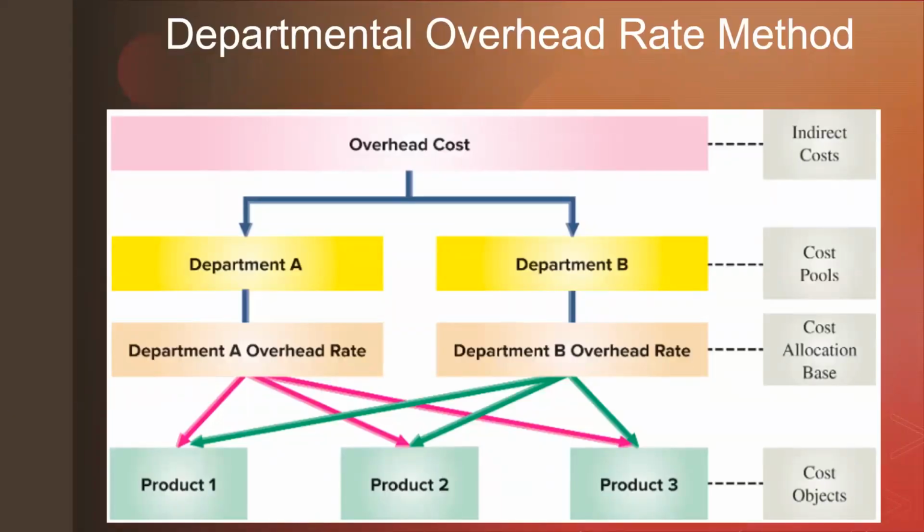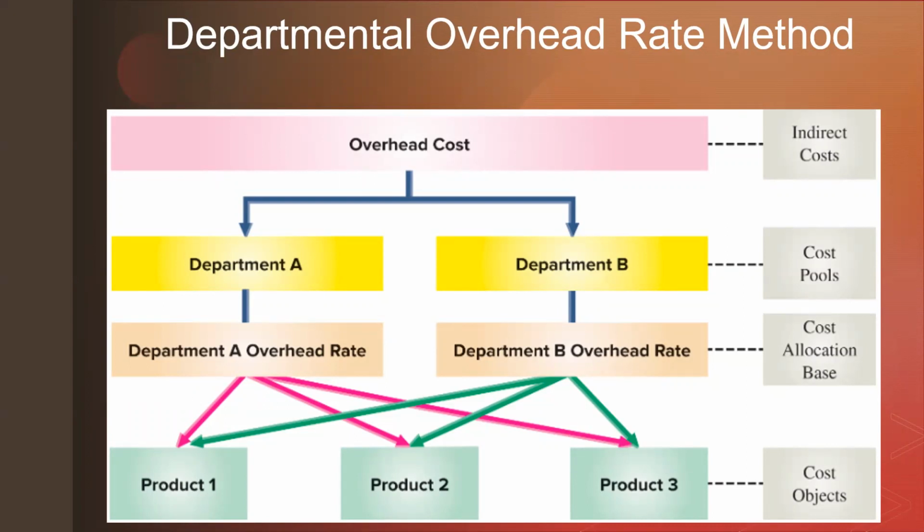So that was our plant-wide overhead rate. Now let's move on to our departmental overhead rate. This is extremely similar, so try to think of it that way. The only thing is we are splitting it up into different departments that our product is going to go through in order to be completely manufactured.